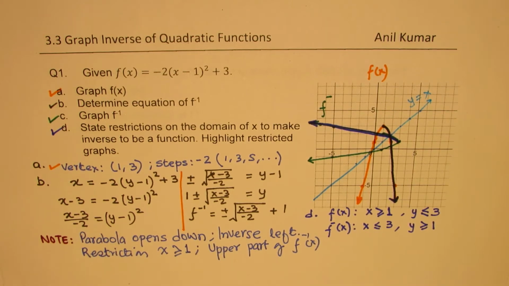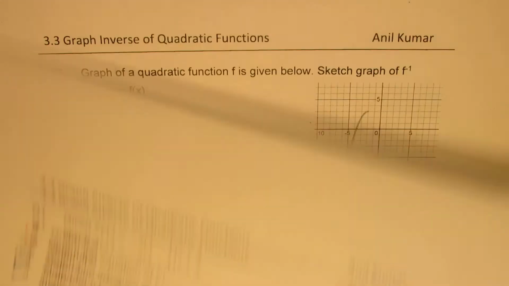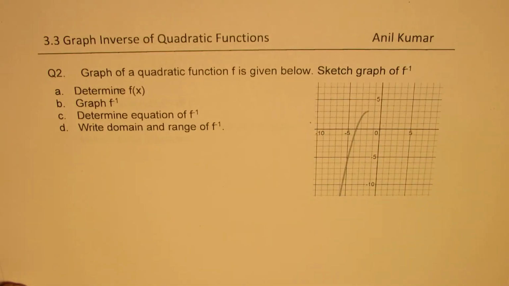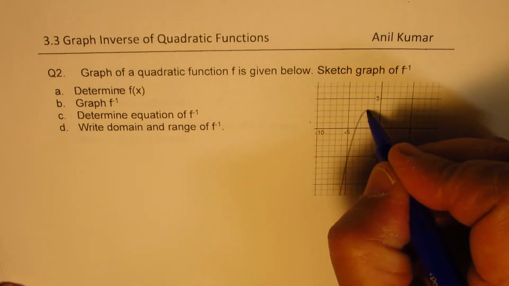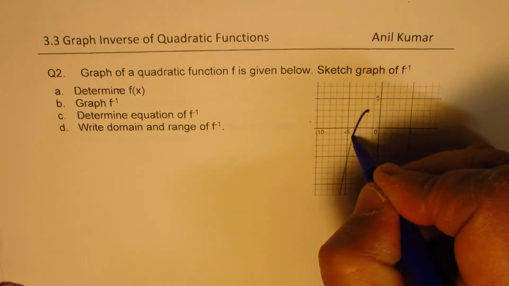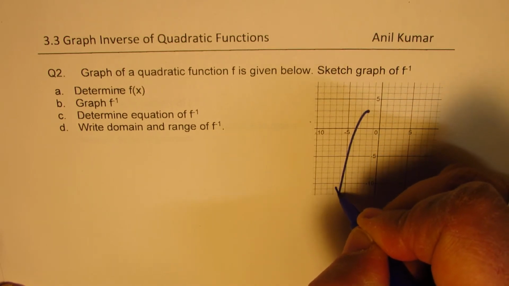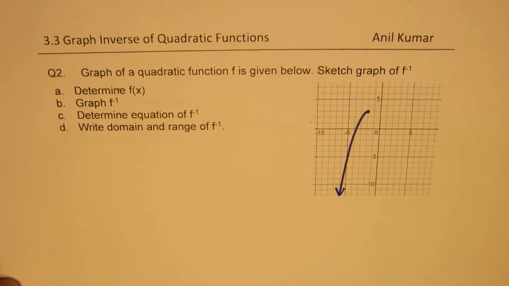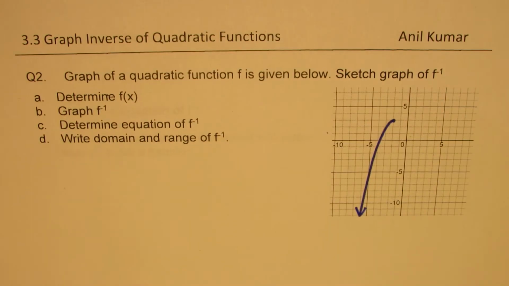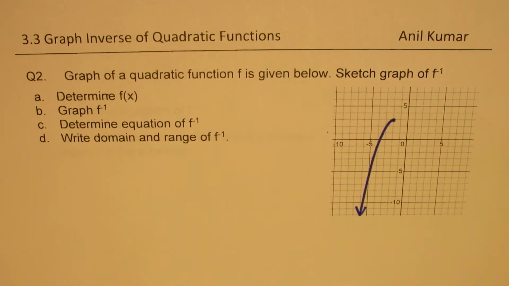Now let's move on and take the next example, where we are going to sketch the inverse from the given graph. So this is the graph of a parabola. As you can see, in this particular graph, we have already restricted the domain, so it is half the parabola, right? I would like you to answer this question now and then look into my suggestions. Now let us answer the second question, which is: the graph of quadratic function f is given below. Sketch the graph of f inverse. Well, I changed the question a bit.